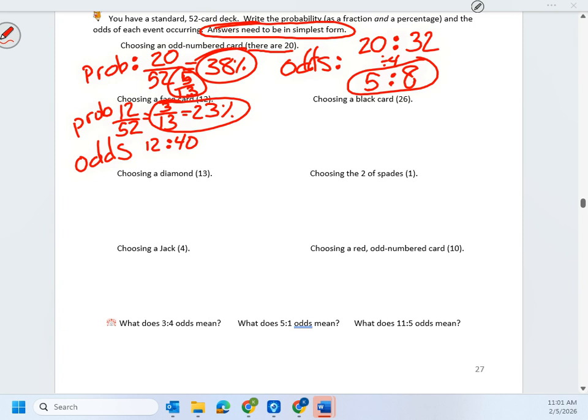What can I simplify that down to? Elliot? 3/10. I can divide a scale factor of 4 out, and I'm left with 3/10. Does that make sense how we're gonna do this first page? You do your probability, do your first fraction, successful over total, simplify it down, divide it for your percent. Then for your odds, successful to unsuccessful, and simplify it down. So you have to subtract the successful from the total. Now let's look at our second page.